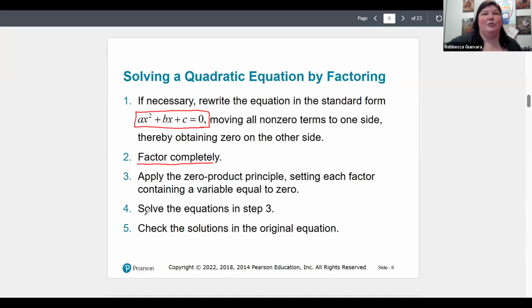And then we apply the zero product principle to each factor to obtain a variable equal to 0. And then we're going to solve the equations that we get in step 3. So each one of those factors, we're going to solve them for x or y or whatever the variable is. And then we want to check our solution. So we should always be checking our solutions. I'm going to do it like once or twice to save time, but you should always be checking.